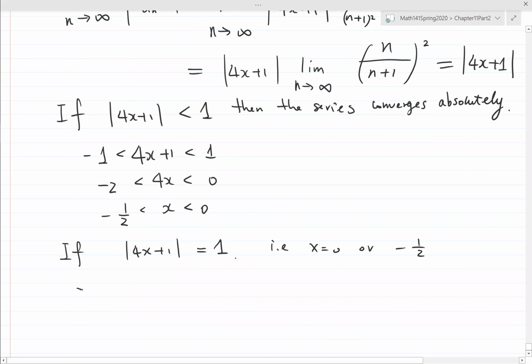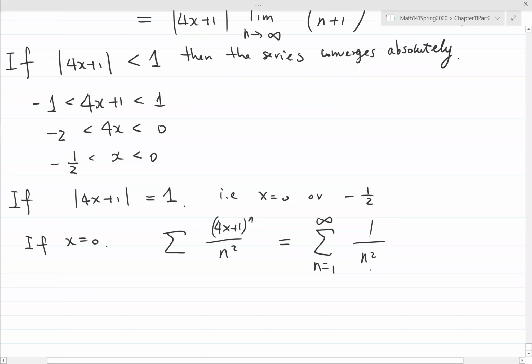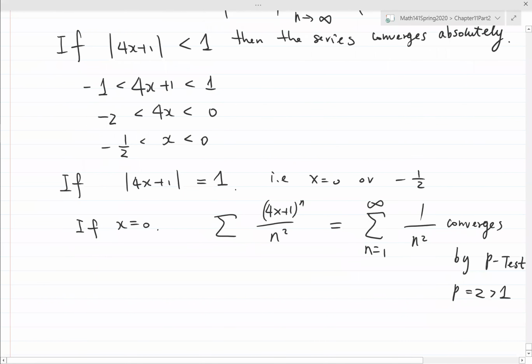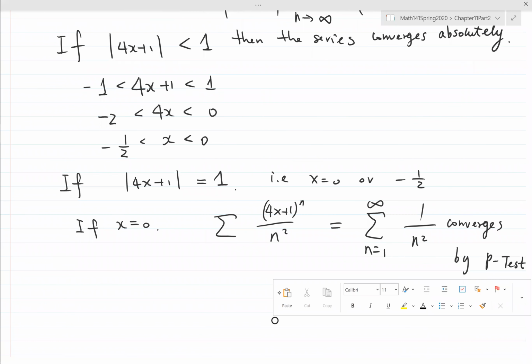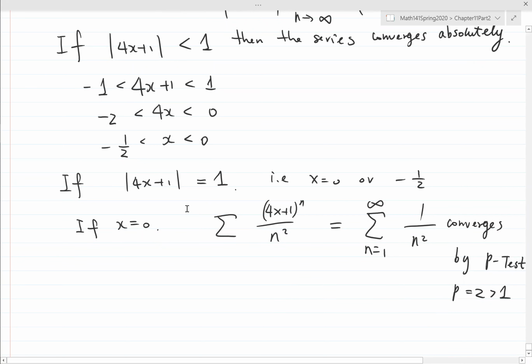So if x is 0, then the original series, remember the series is (4x+1)^n over n squared, will be the series of 1 over n squared, with x equal to 0, n from 1 to infinity. Now this actually converges by the p-test. Now the power of n is 2, p equal to 2 is greater than 1. Okay, it converges. Actually, we know this converges to pi squared over 6. So when x is 0, it converges.